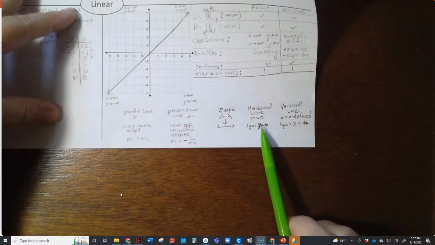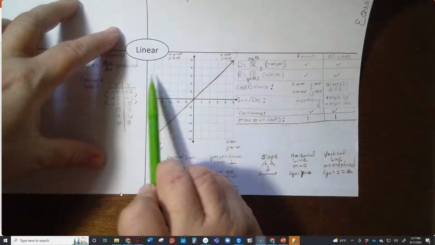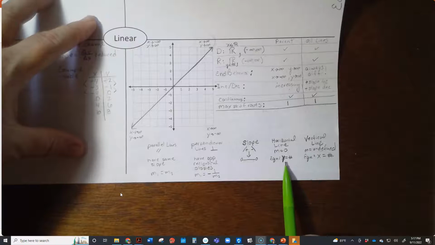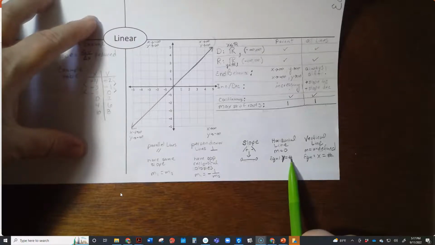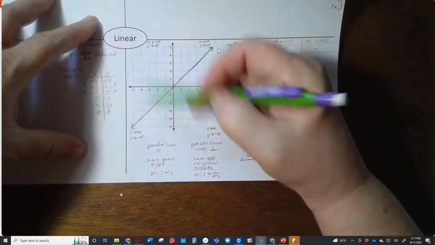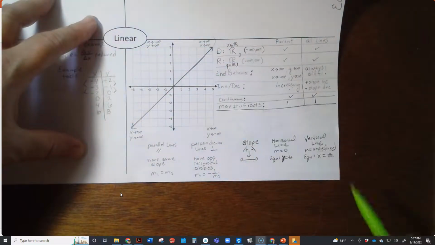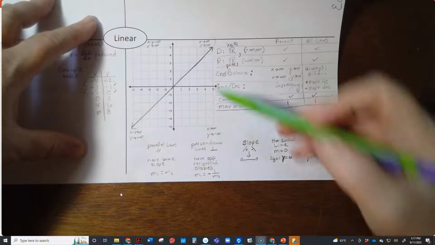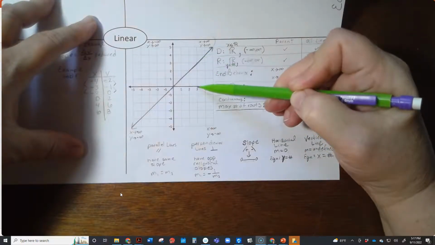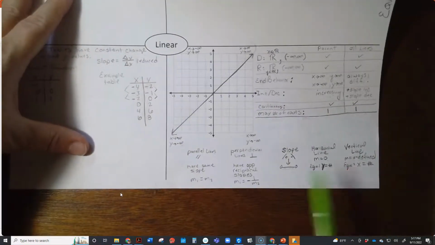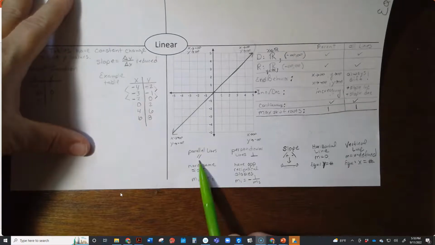Horizontal lines are lines that are going across the y-axis, so their equation is only going to be y equals some number, whatever number it crosses the y-axis at. Vertical lines are going to be drawn up and down, and their slope is undefined, but their equation is always going to be x equals some number, and whatever that number is, it's where they cross the x-axis.